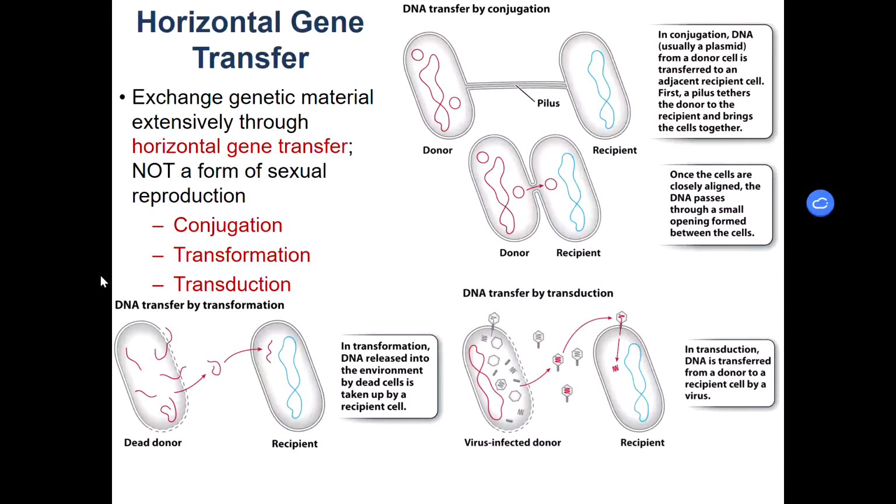And this occurs through a virus. So a virus infects the donor cell. It picks up some of that DNA from the donor cell. And as it infects a new cell, it also inserts that DNA from the original donor cell. We can use transduction in research to figure out what different genes in different types of organisms do. So people can actually do this in the lab for research purposes.